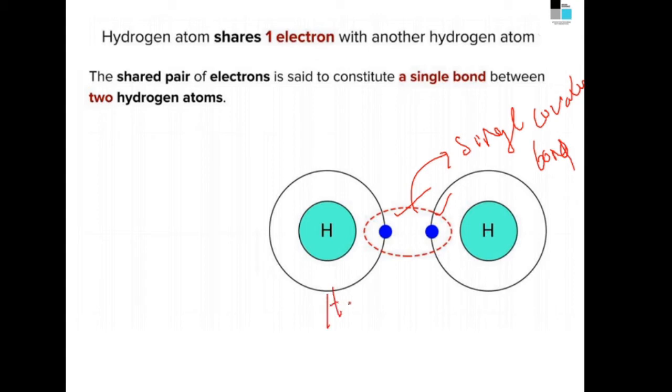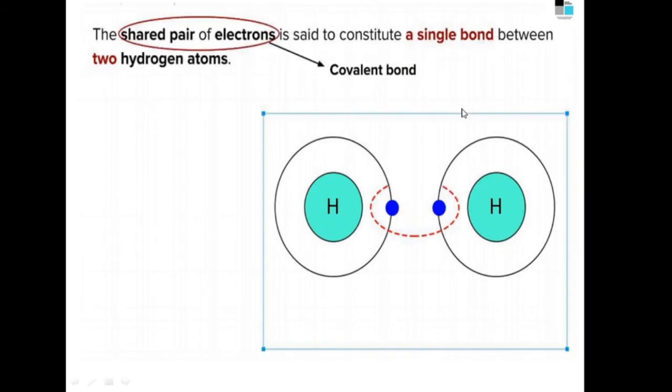So you will draw just one dash between them, right? So it is a single bond, and we know that sharing of electrons means a covalent bond itself, right? Now, let us see how the questions can be asked in the examination. The questions can be asked in this kind of way in the examination.